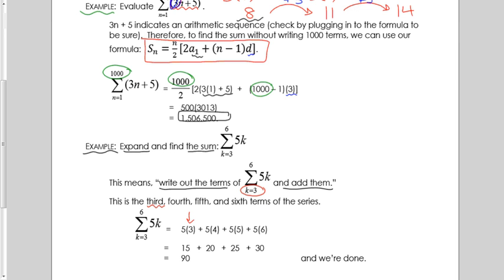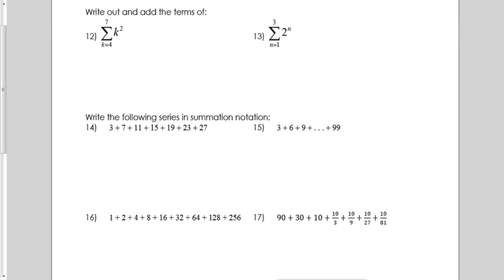Then I plugged in k equals 4. Then I plugged in k equals 5. The last thing up on the top that I was supposed to plug in was a 6. So after I plugged in k equals 6, I stopped. So expanding the series means write it out with the little addition signs in between it. So those are the 4 terms of our series, 15 plus 20 plus 25 plus 30. Then find the sum. The sum means to add them up, and that's the total when you add them together, which is 90.